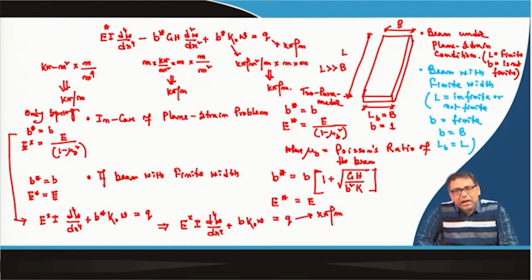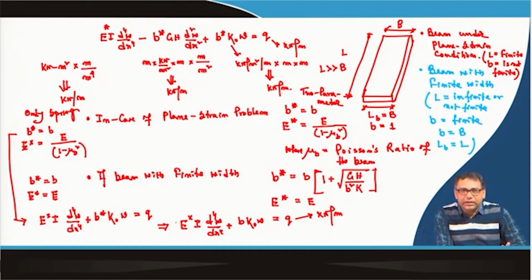Okay. So, that is why it is always B, but in the previous expression I have not used E star, I used only E, because in most of the problems, or all the problems that I have solved, the beam resting on spring is for a beam with finite width, that means an infinite beam. So, width is finite, length is infinite. That is why I have written always E star is equal to E.